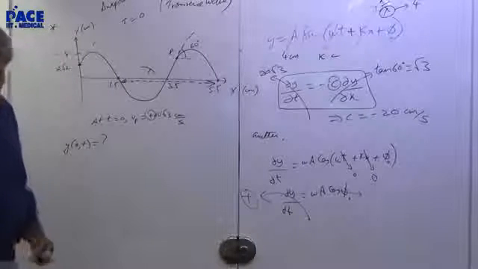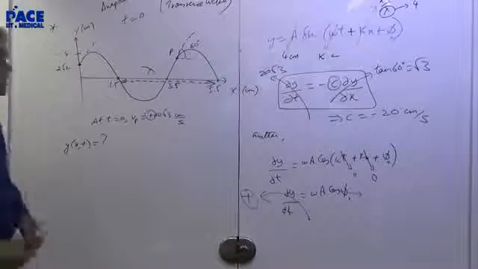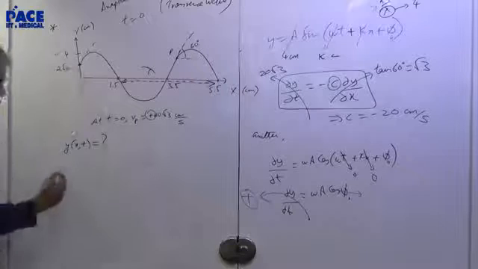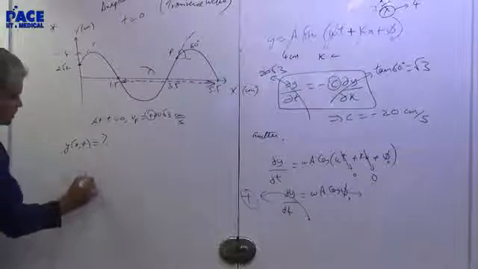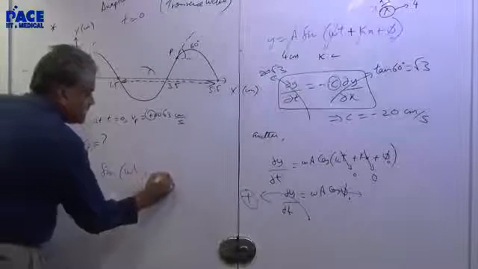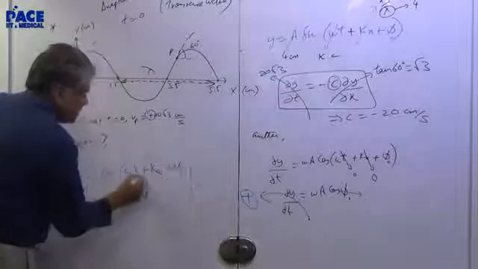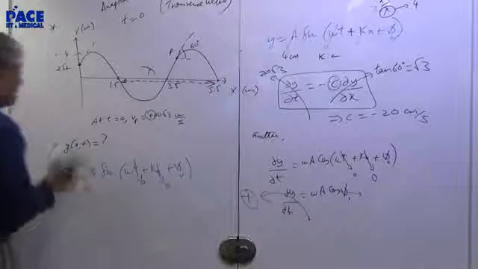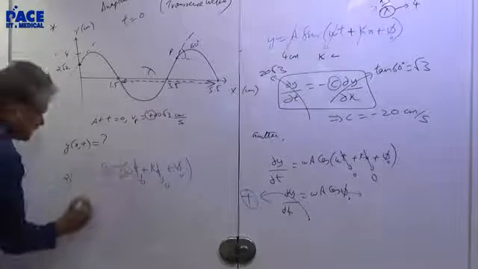By the way, I should have got the sine phi naught earlier itself. We can substitute here: 2 root 2 is equal to 4 sine omega t plus kx plus phi naught. At t equal to 0, x equal to 0, the value is 2 root 2. So what is sine phi naught?